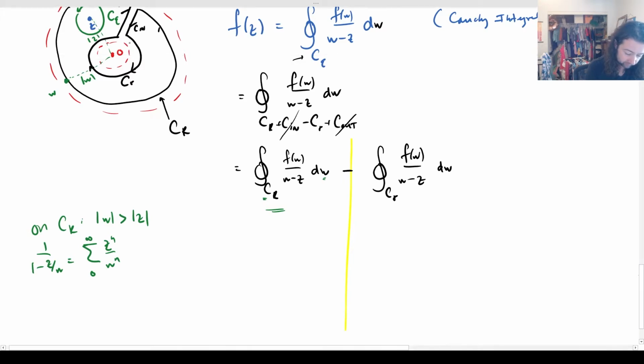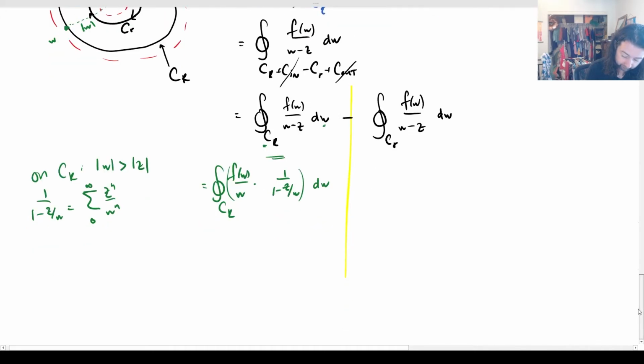Well, what's going to happen? This is going to be equal to the integral over C_R. I want to get myself a geometric series so I can get some powers of z in here. So I'm going to create one by pulling a w out, which will leave behind a 1 over 1 minus z over w. And then because the absolute value of z over w was less than 1, I invoke the geometric series argument to get f(w) over w times the sum from 0 to infinity of z^n over w^n dw.